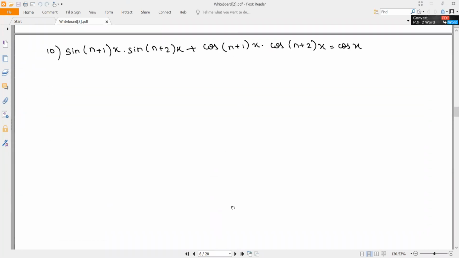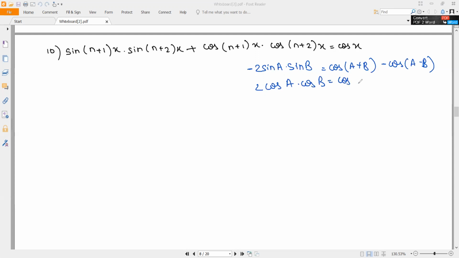Sine of angle, okay, fine. Again, sin A into sin B and cos A into cos B. We have the formula for this. Minus 2 sin A into sin B will be equal to cos A plus B minus cos A minus B, and 2 times cos A into cos B is equal to cos A plus B plus cos A minus B.